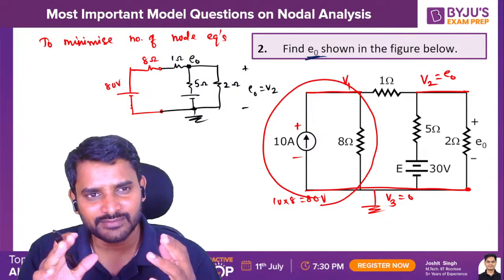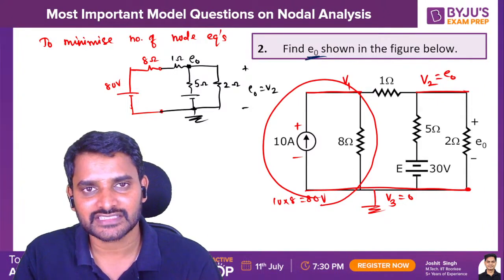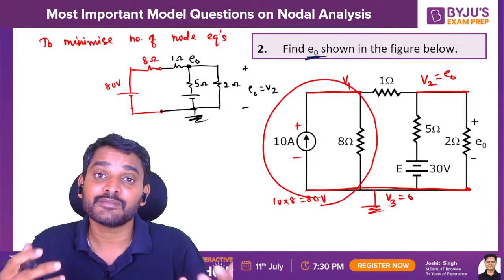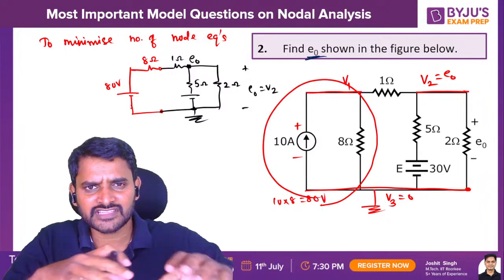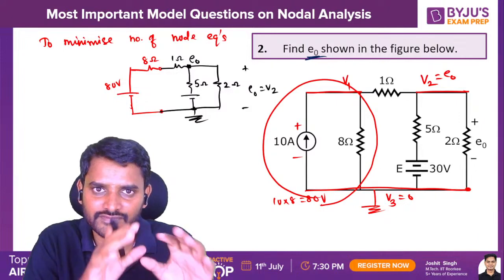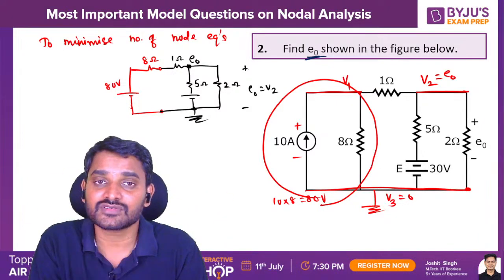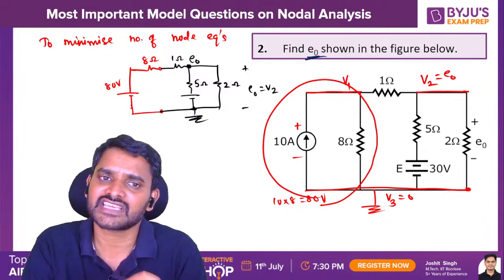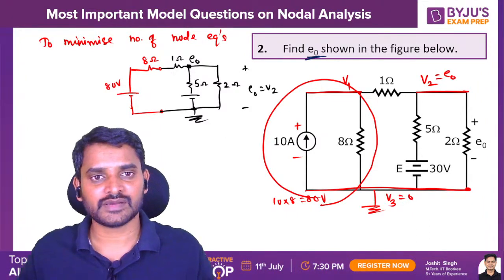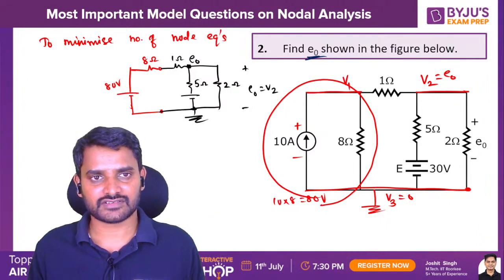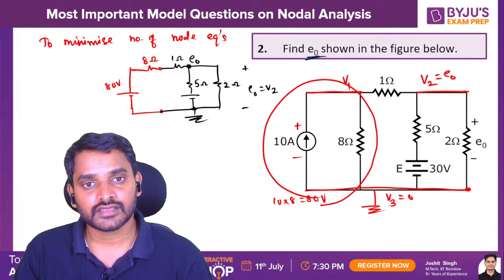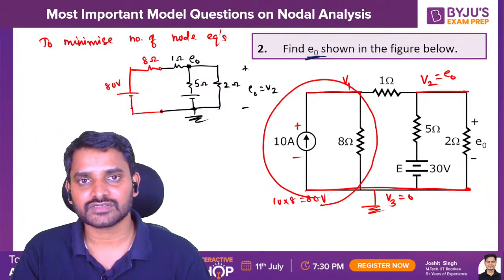So what is the main intention of source transformation? Source transformation helps us to minimize the number of node equations, and the number of mesh equations. Whenever the network has many nodes, apply source transformation. If the network has current sources, apply source transformation. So the number of nodes can be minimized and it's easy to solve the network. If the number of nodes is more, the number of equations will be more. If the number of nodes is less, equations are also less. Similarly, meshes also. That is the main intention behind the source transformation technique.